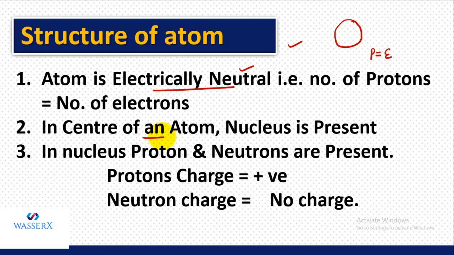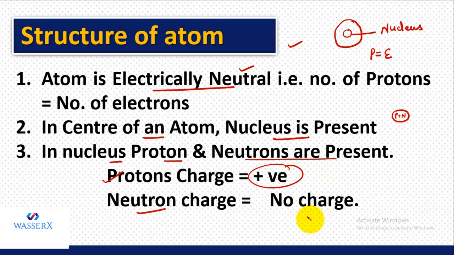He said that in the center of the atom there is a nucleus. So if this is an atom, it has a nucleus, a small dense body inside it. So according to Niels Bohr, the nucleus is there in the center. In the nucleus, subatomic particles, protons and neutrons, are present. So if I draw the nucleus here, in it we have protons and neutrons. We know that protons carry positive charge, and neutrons carry no charge. They only contribute towards the mass.